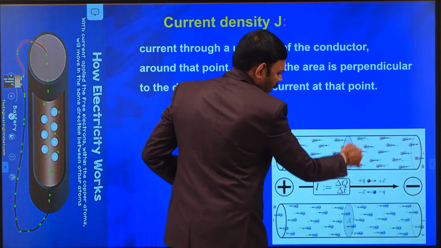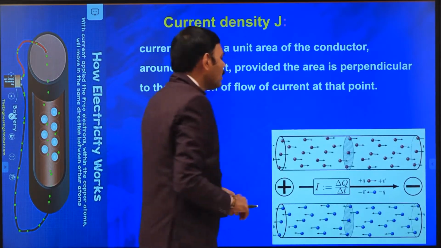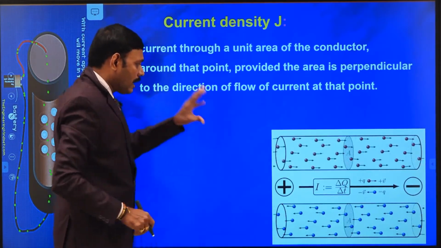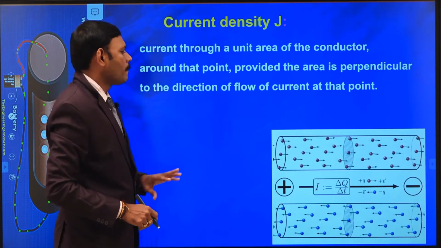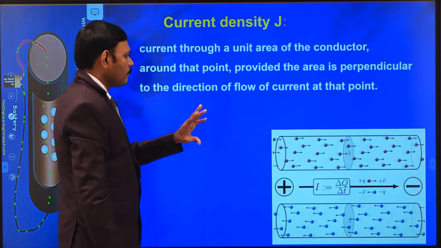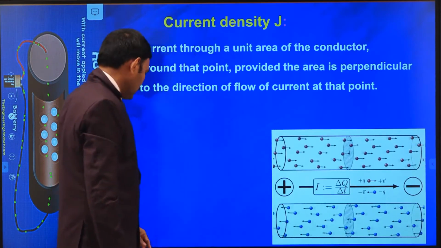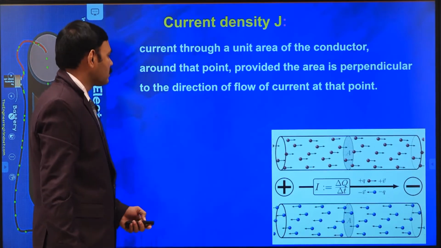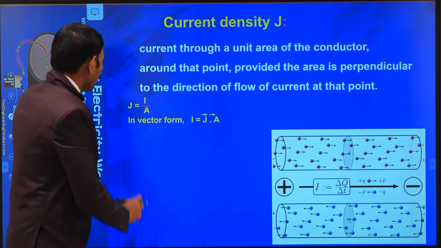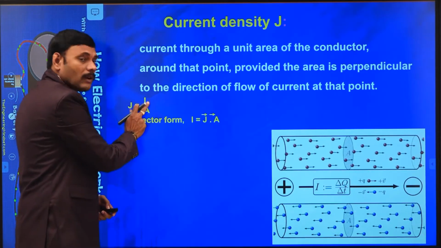So we consider one area which is exactly perpendicular to the direction of flow of current. So current through unit area of the conductor is known as the current density, provided that area is normal to the direction of flow of electric charges. So the expression for current density is equal to I by A.